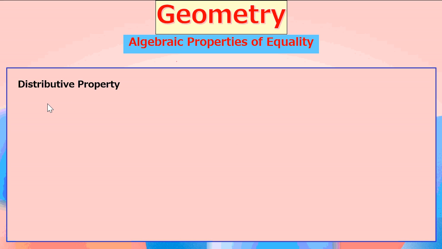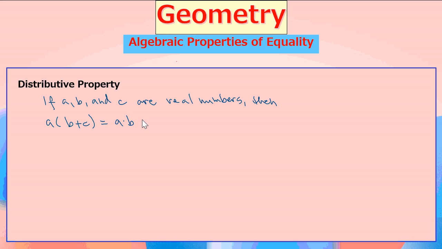In distributive property, if we are given three real numbers, a, b, and c, then a times the quantity b plus c should be equal to a times b plus a times c.